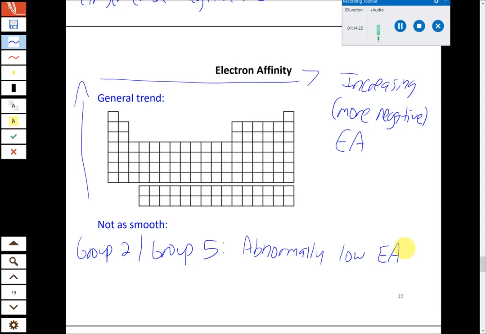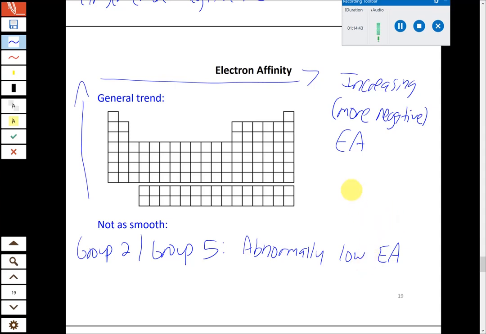Okay? So it's sort of the same places where the trend breaks down, and it's the same reason. It's because those configurations, group 2 being S2, group 5 being S2P3, are abnormally stable configurations, and so it doesn't want to add any more electrons either. It wants to stay exactly how many electrons it has, not add or lose electrons. And so in this case, it doesn't want electrons, so it has a low electron affinity.